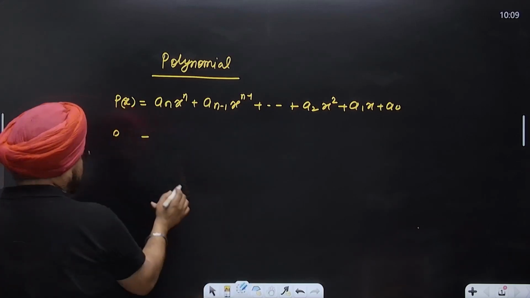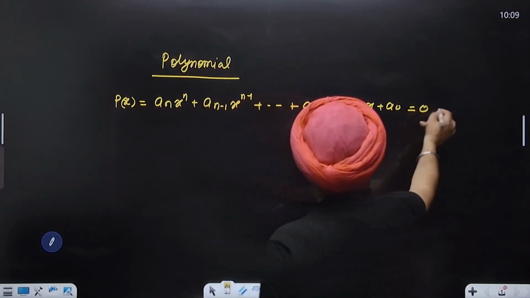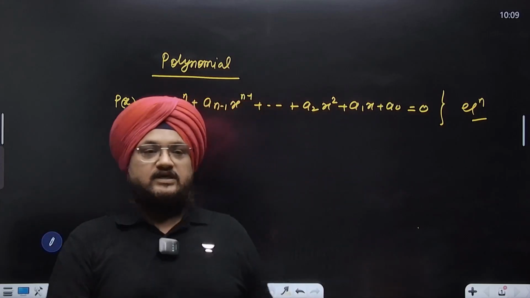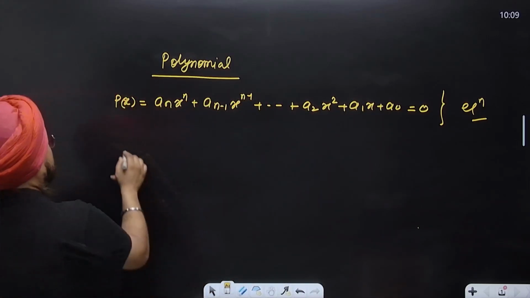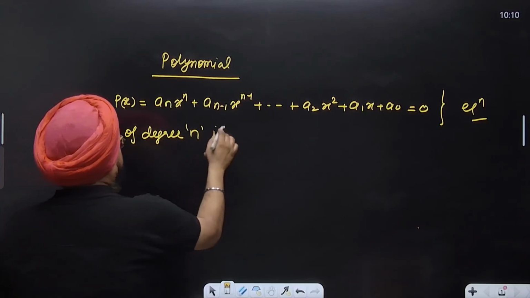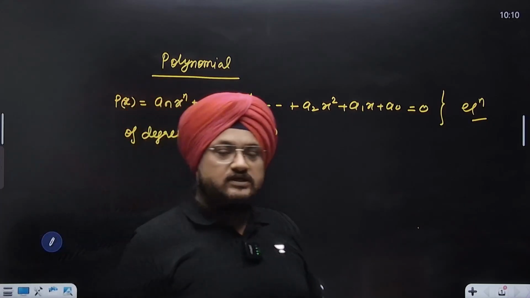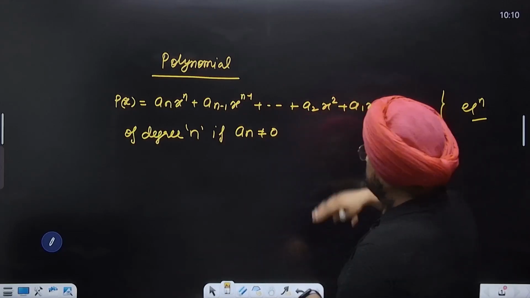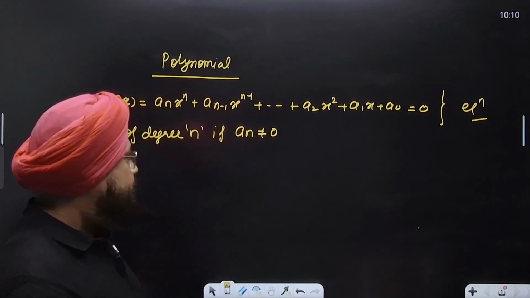If we say this is equal to 0, then it is a polynomial equation. p(x) is a polynomial, and p(x) equal to 0 is an equation. So this is a polynomial of degree n if a_n is not equal to 0. If a_n is not equal to 0, then it is called a polynomial of degree n, and p(x) equal to 0 will be a polynomial equation of degree n.